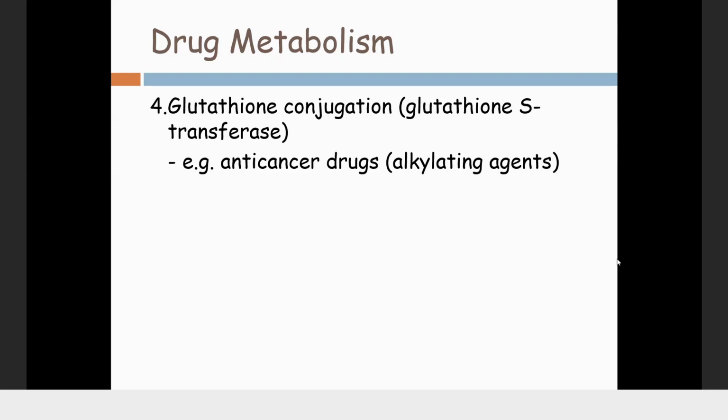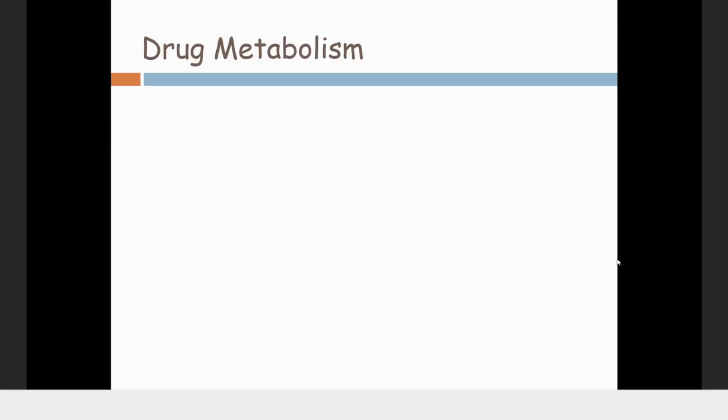The rest, there are five more. If you want to know more examples of phase 2 biotransformation, hepatic biotransformation, please refer to the books. What I've cited here are just examples. Okay, so far so good with phase 1, phase 2 hepatic metabolism.